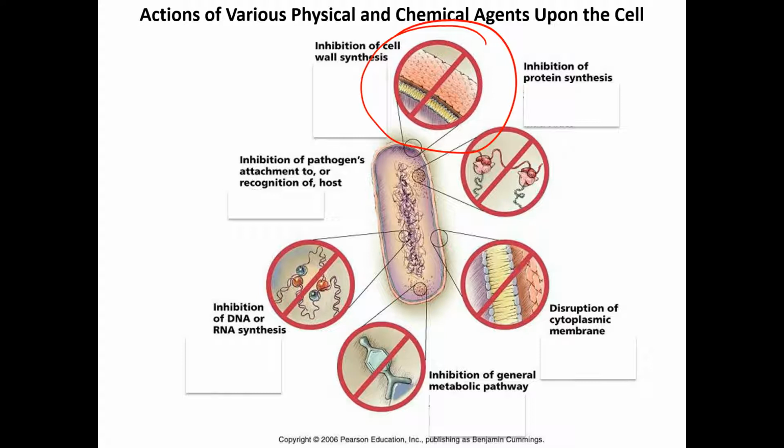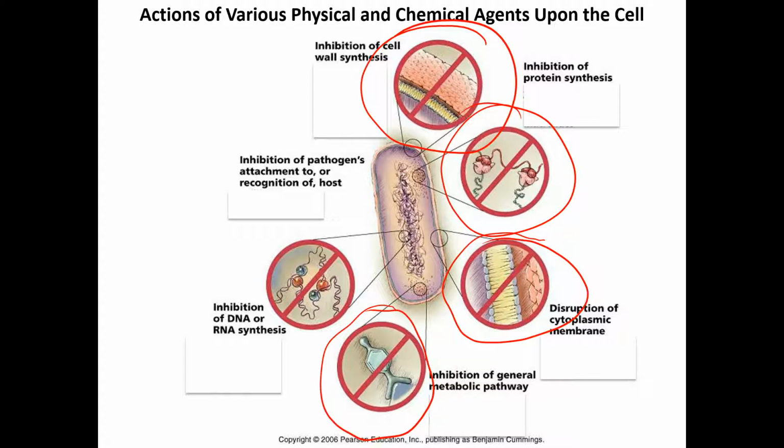You can inhibit protein synthesis in bacterial cells. You can disrupt the cell membrane of a bacterial cell. You can disrupt the bacterial cell's metabolic pathways. You can disrupt DNA replication and transcription. And then you can also prevent the pathogen from either adhering to or recognizing a host. So these are all different cellular targets that physical and chemical control agents are targeting.